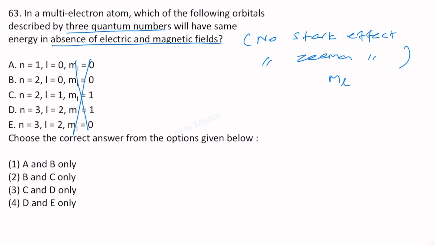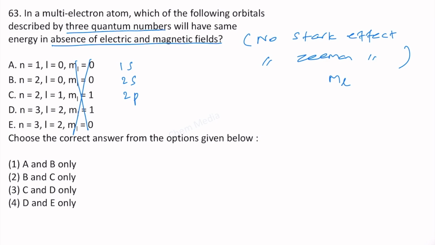Therefore, let us decide the orbital designation. N equal to 1, L equal to 0. This means 1s orbital, because L equal to 0 means s orbital. N equal to 2, L equal to 0. This means 2s orbital. N equal to 2, L equal to 1. This means 2p orbital, because L equal to 1 means p orbital.